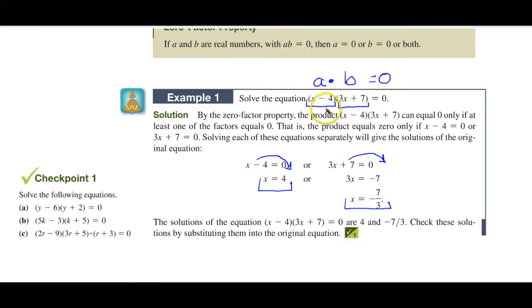Now if you put a 4 there, that makes this 0. If you put a negative 7/3 there, that makes this 0. And that would be the check.